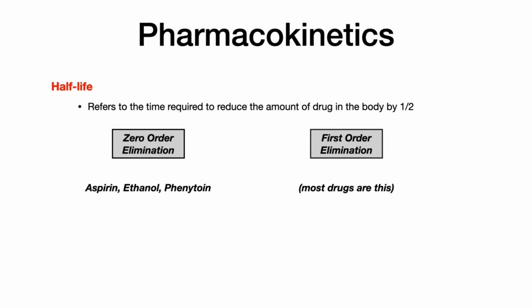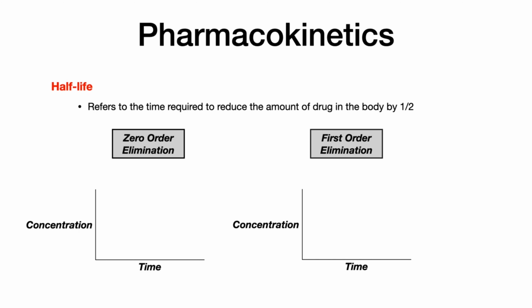But because most drugs are first order elimination, exams like to ask you which drugs are zero order elimination, because obviously those are the exceptions to the rule. So you want to memorize that aspirin, ethanol, and phenytoin are 3 common examples of zero order elimination. With this in mind, let's look at zero order and first order elimination and create some concentration over time graphs to show you what these look like.